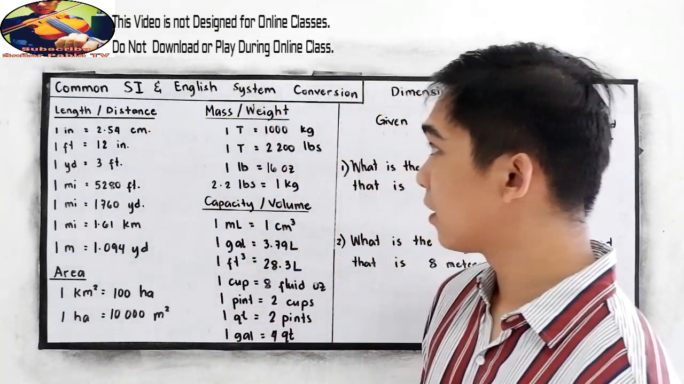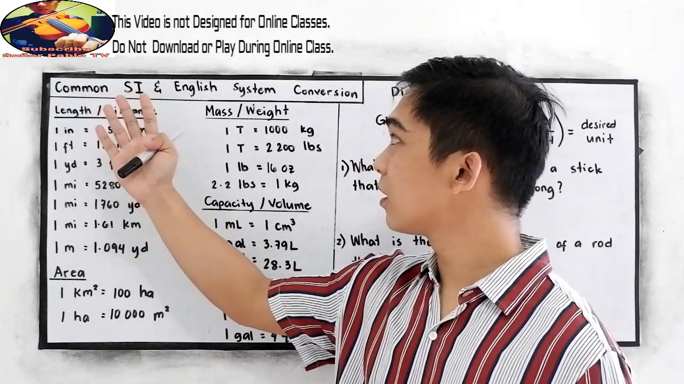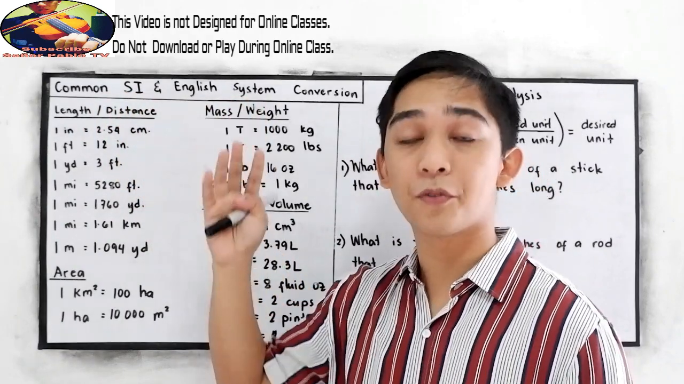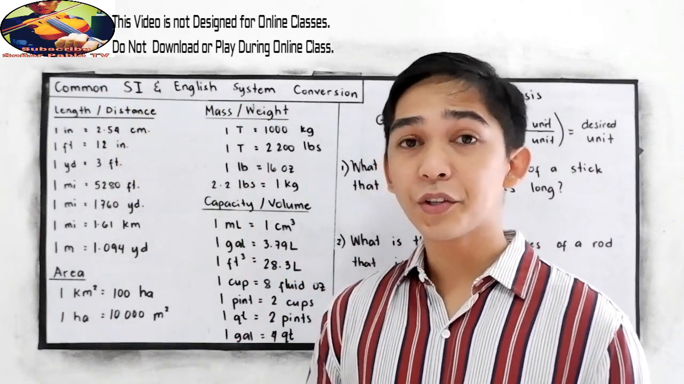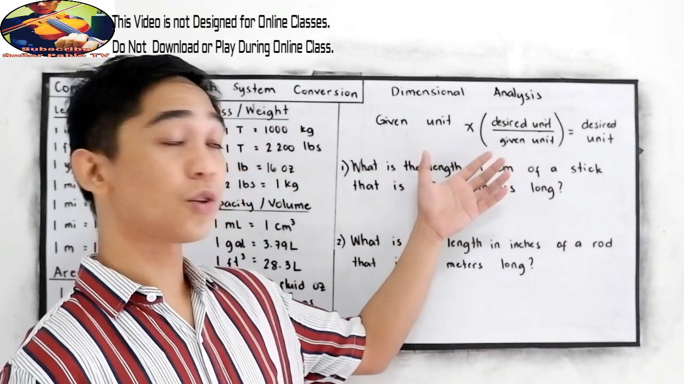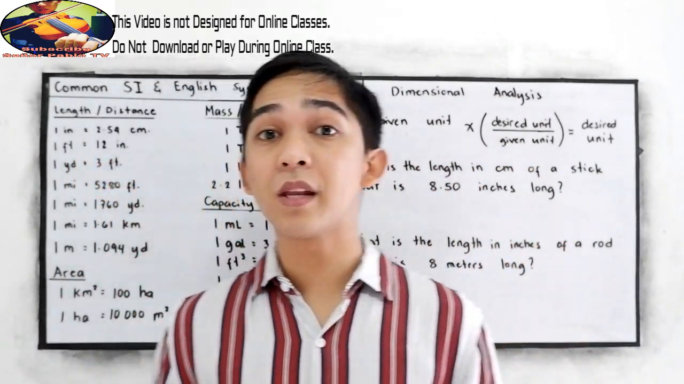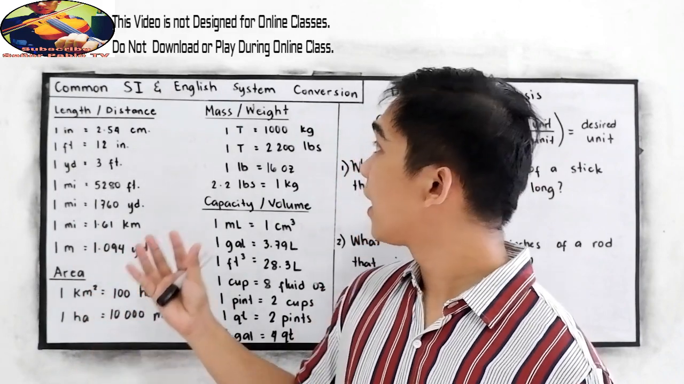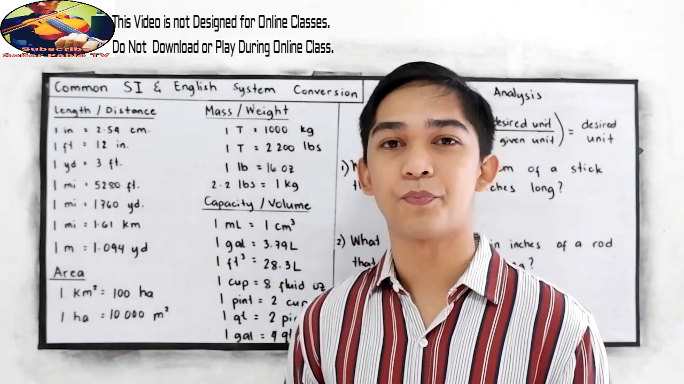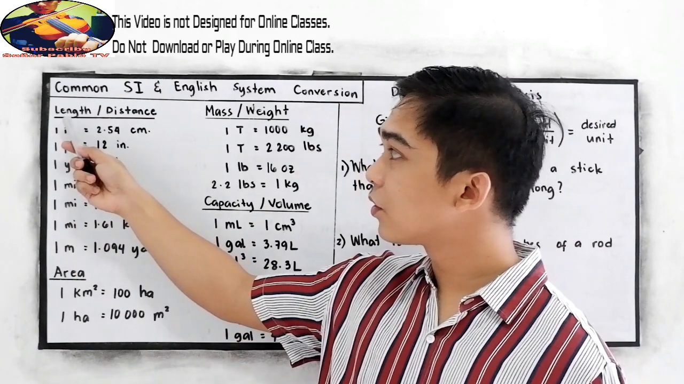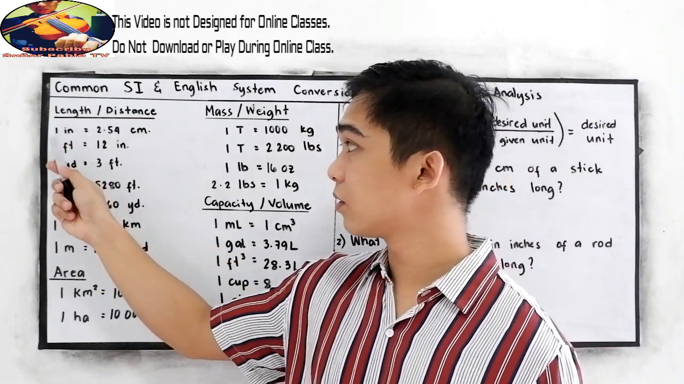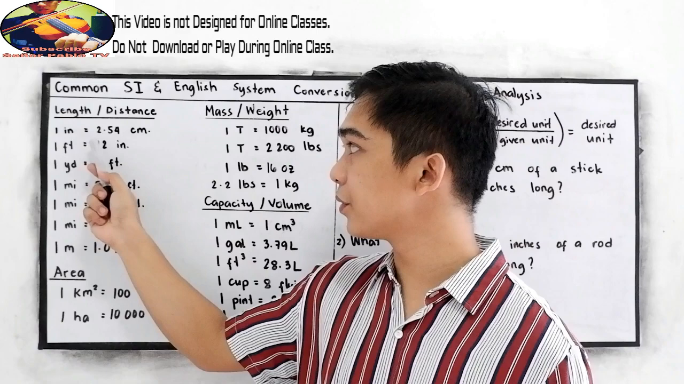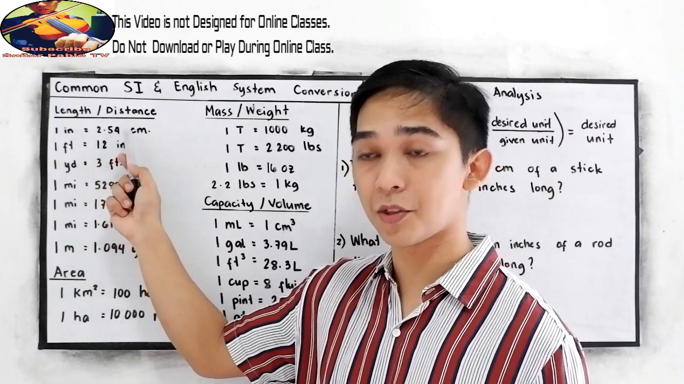We have here the common SI units and the English system conversions. So in order for us to understand this dimensional analysis, we need to familiarize the different conversions in our SI and English system conversion. So we have for the length or distance, 1 inch is equal to 2.54 centimeters.